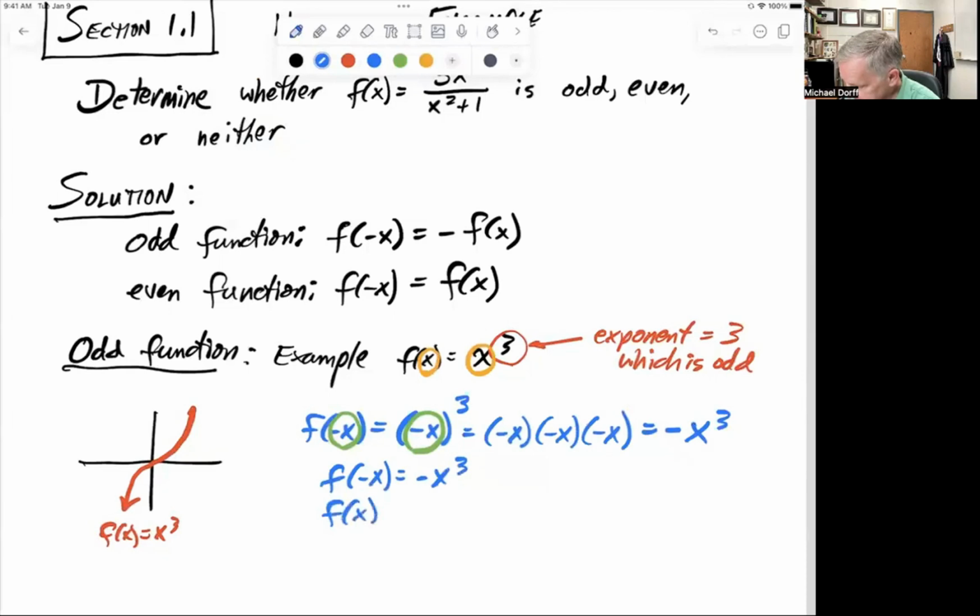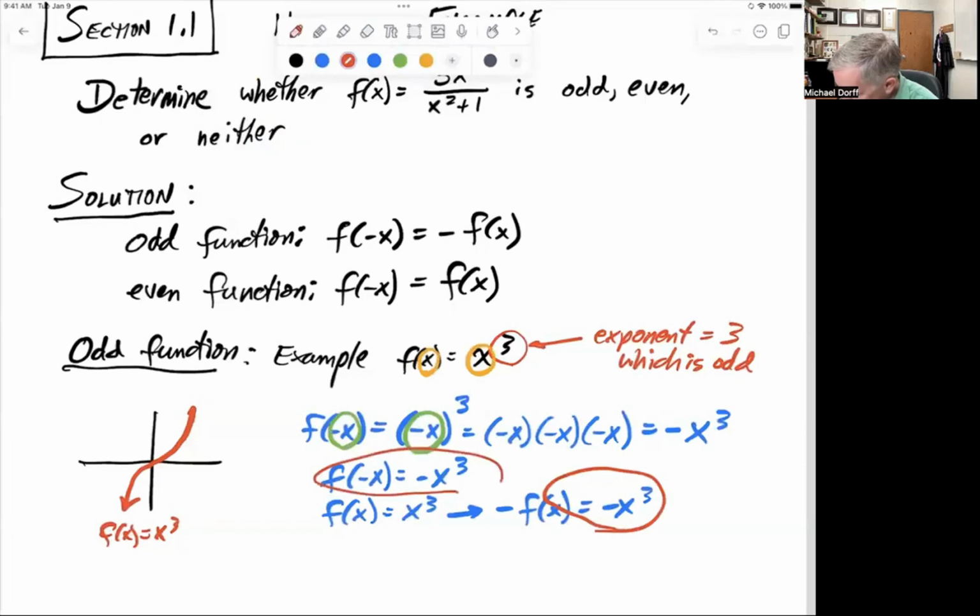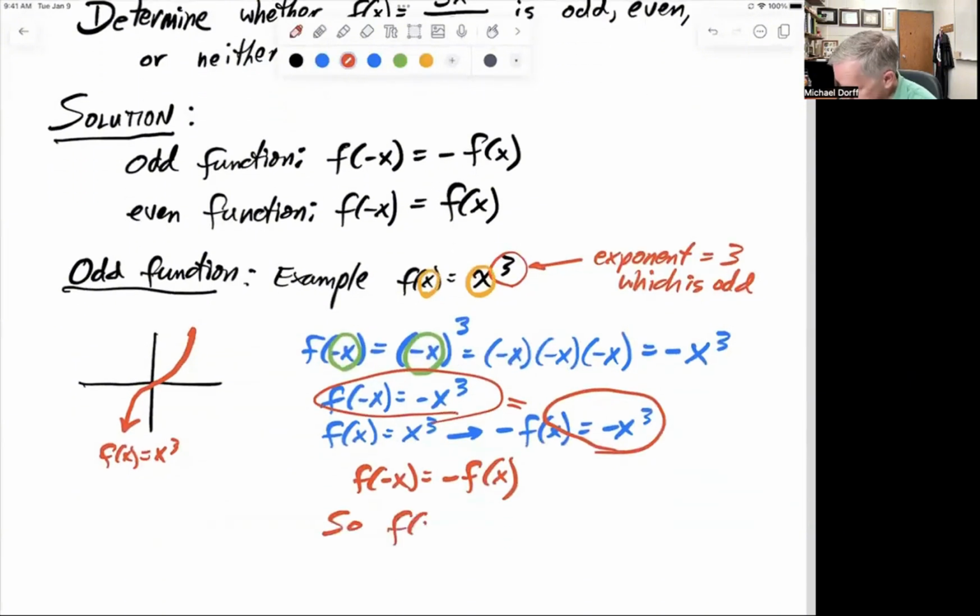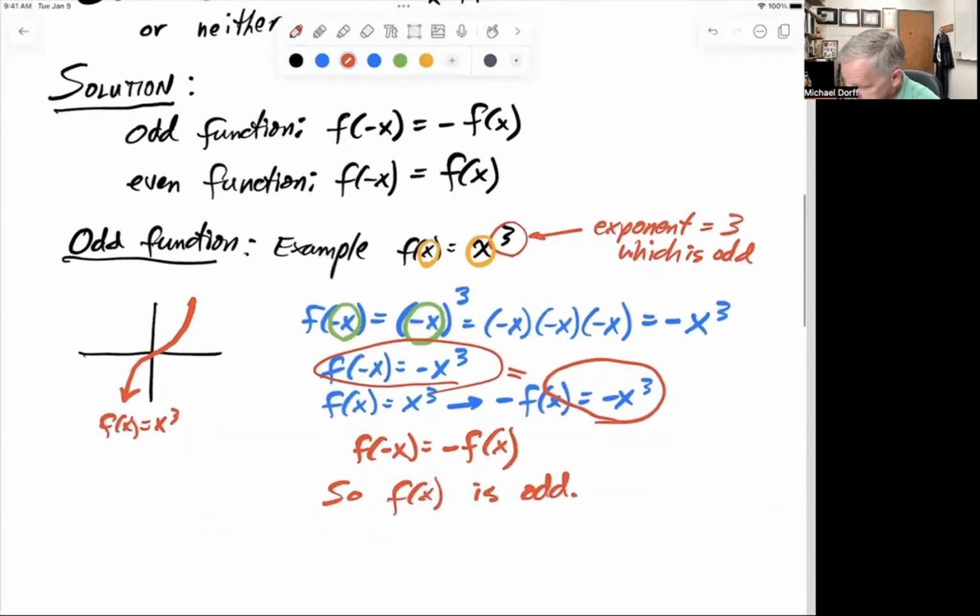What's f of x? It was x cubed. So the negative of f of x is negative x cubed. Well, that was really not so good, but anyway, that is the same thing as this. These two are equal. So f of negative x equals negative f of x, and that means f of x is odd. It's an odd function.